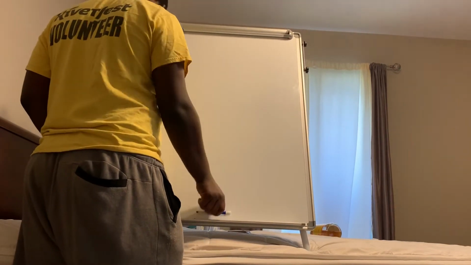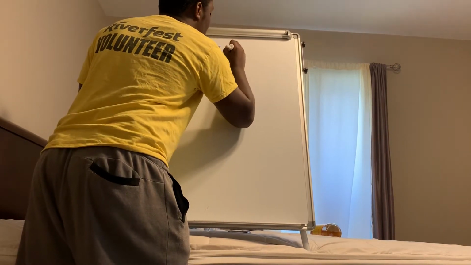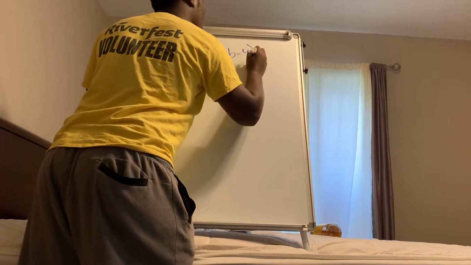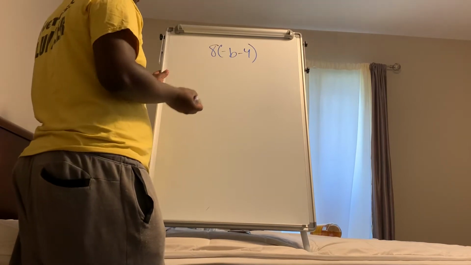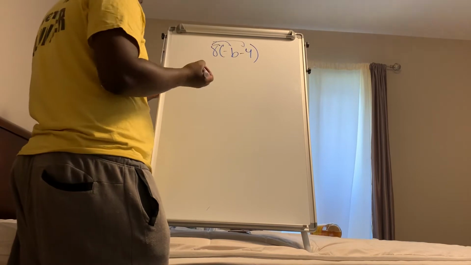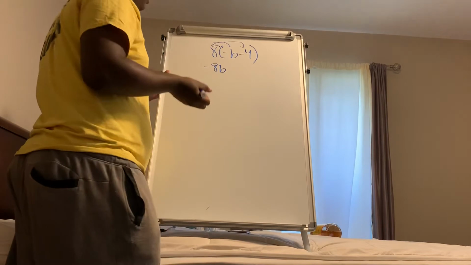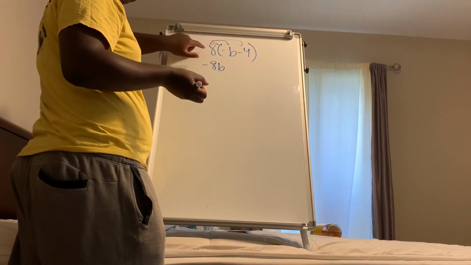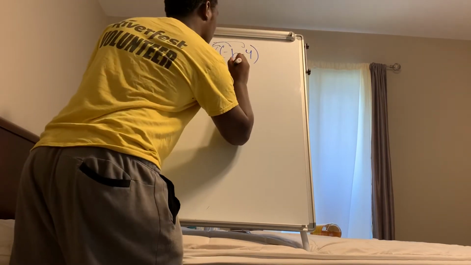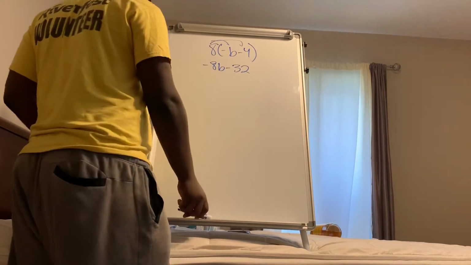The next question is 8 times negative b minus 4. Okay, so we're going to distribute everything just as before. So 8 times negative b is negative 8b. And 8 times negative 4 is negative 32. So that's the answer for that.